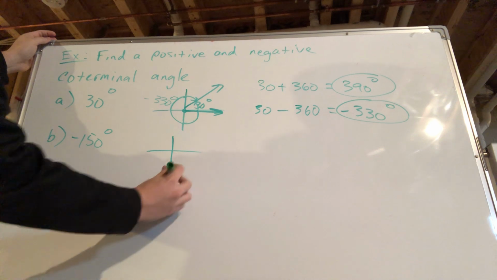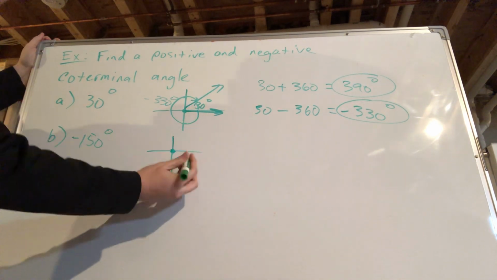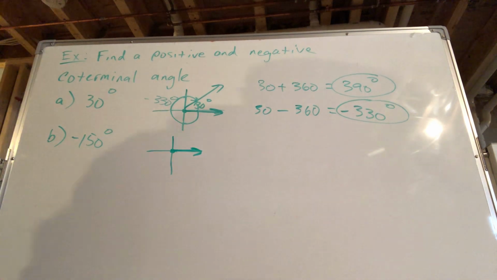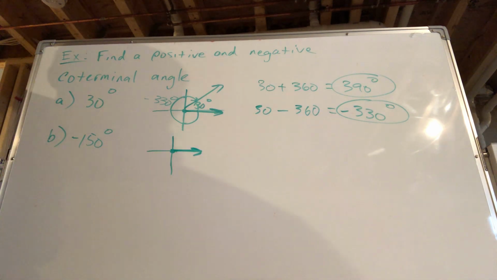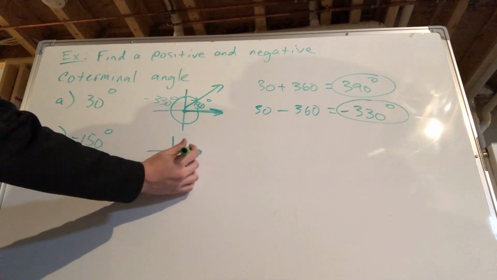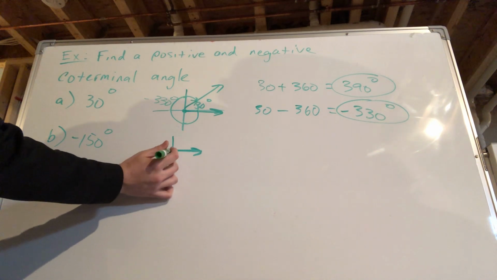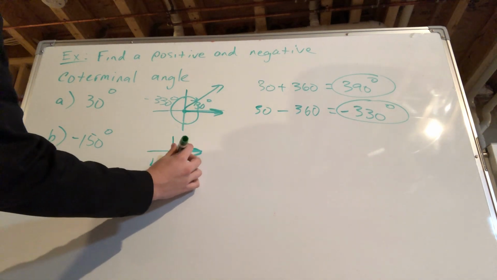So negative 150. First of all, we need to plot it. You don't have to, but I'll go ahead just to get more familiar with these. The initial side's always on the positive x-axis. The vertex is always on the origin. And then I want to go negative 150. So instead of going counterclockwise, I need to go clockwise. Going 90 degrees would get me about right here to the y-axis. I need to go further than that, so it would end up being in the third quadrant. So that right there would be negative 150.